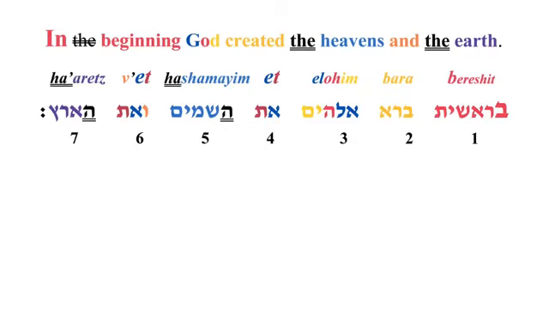Now I mentioned there's this heptadic structure to Genesis 1:1. You see that there are 7 words.